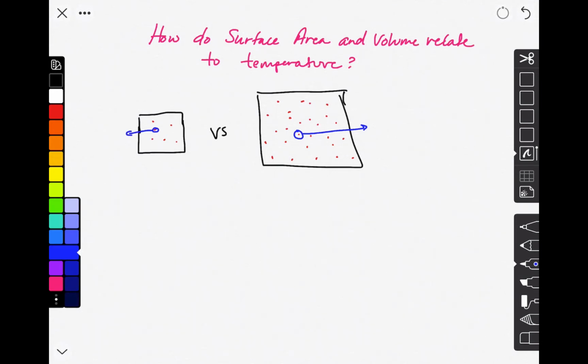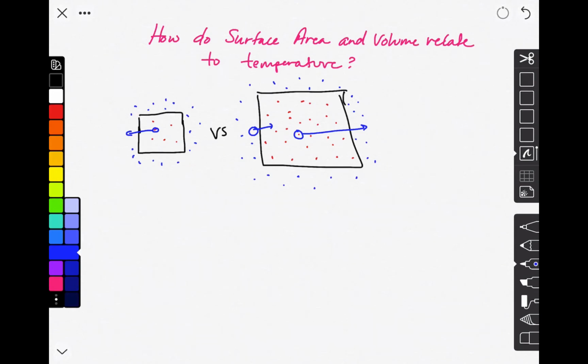The second thing I want you to see is that the area that the cold air comes in contact with is actually much larger with the large box than it is with the small box. And what this means is it's also going to take it longer for the cold things to get in.